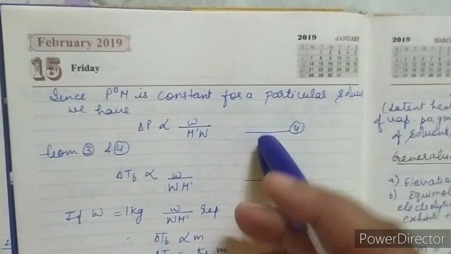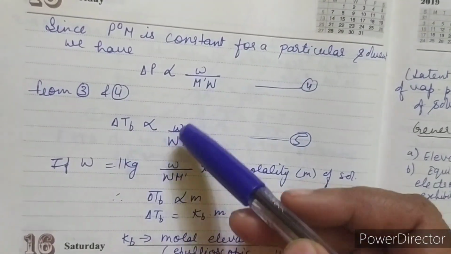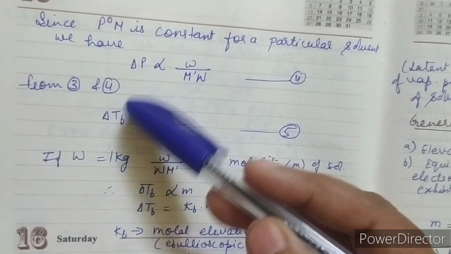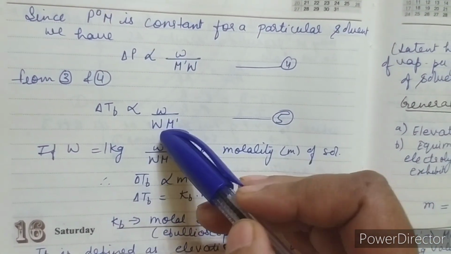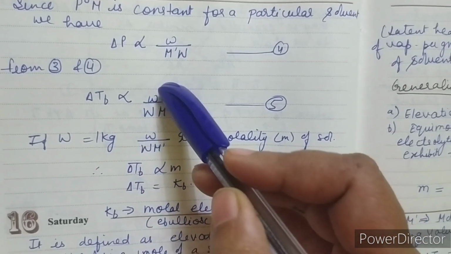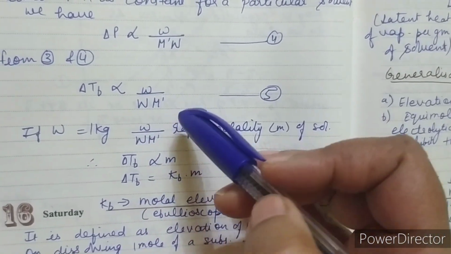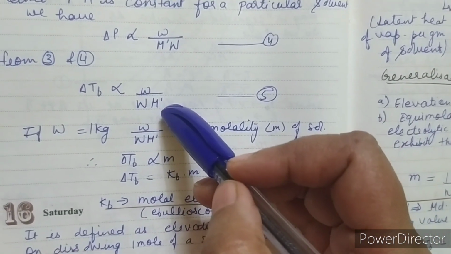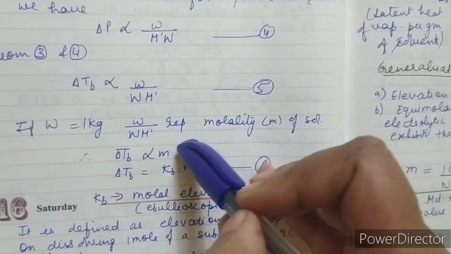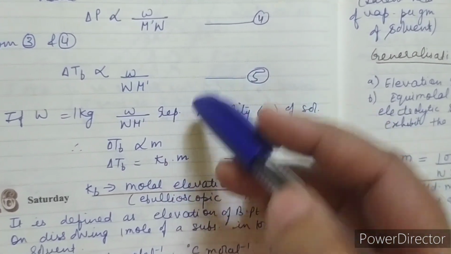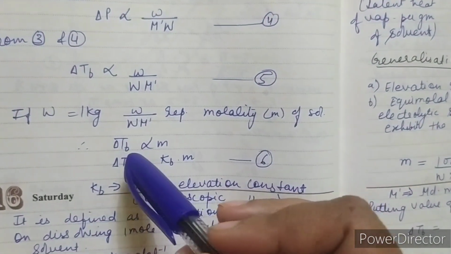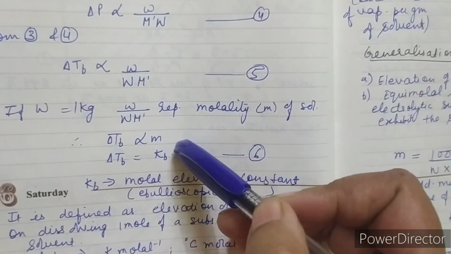Now from the third and fourth equation you can also write del TB is directly proportional to this, because both are equal. Now if the weight is 1 kg, then this expression is equal to the molality of the solution. And what is molality? The amount of solute dissolved per kg of the solvent. So this can also be referred to as molality. So we can write from above del TB is directly proportional to molality.